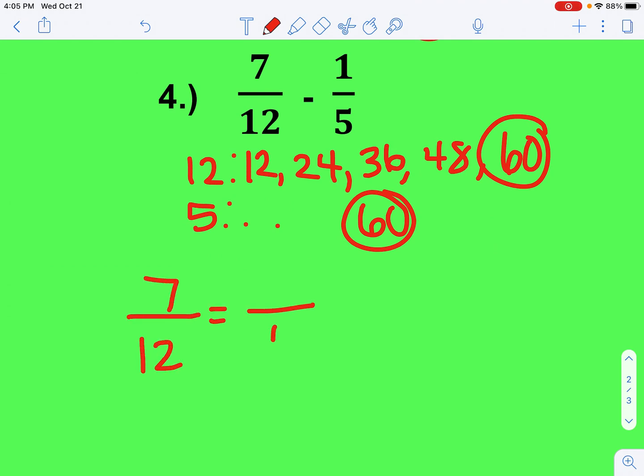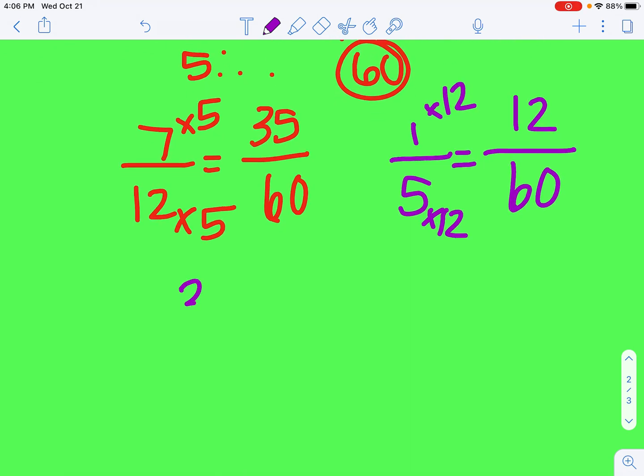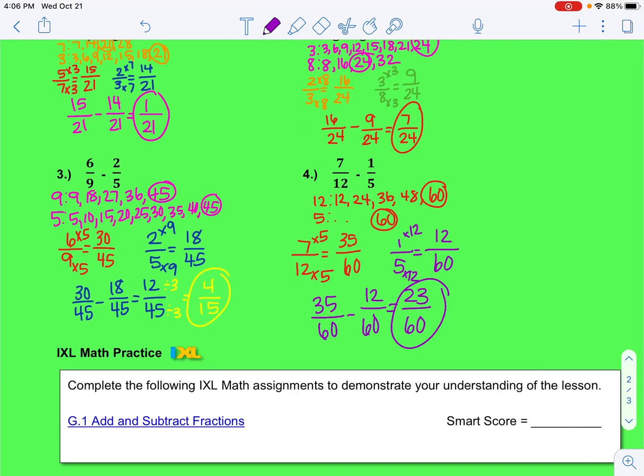So I'm taking 7 over 12. My new denominator is 60. 12 times 5 gives me 60, so I'm taking 7 times 5, which is 35. And then I have to do the same with 1/5. 5 times 12 gives me 60, so 1 times 12 gives me 12. Now I subtract these numbers. 35 over 60 minus 12 over 60. My denominator is 60. 35 minus 12 gives me 23 for an answer. And those can't simplify, so I am done.